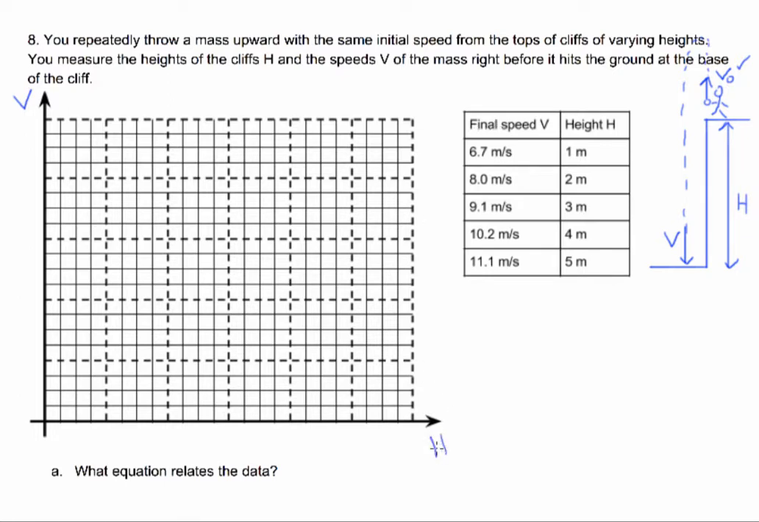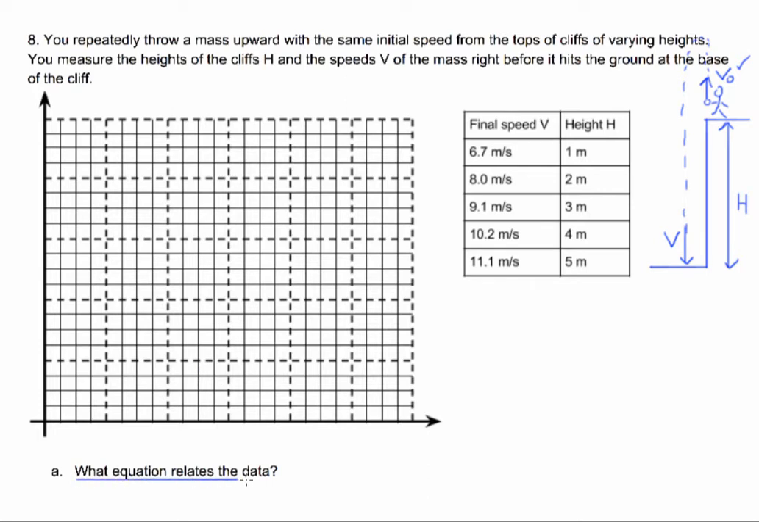The problem is if we just naively plot, say, the final speed v here and the height here, we are not necessarily going to get a straight line. Our data might be like a square root or something like that, or it might be like a parabola. It might end up looking like that. We want to figure out how to graph this data so that we get something that looks like a straight line. So the first step to do this is to just figure out what equation relates all this data.